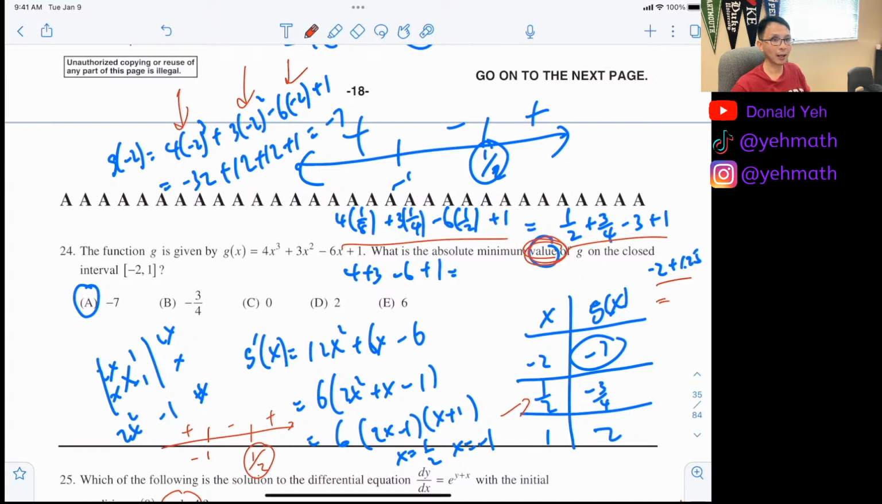I had -2, but I plugged it into G prime of X by accident. So I write G of X on my paper. Yeah, it's just a mean problem.